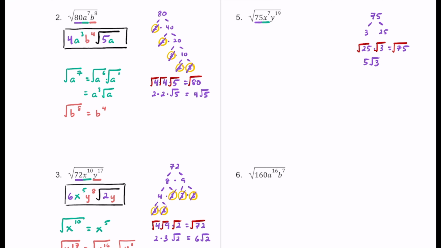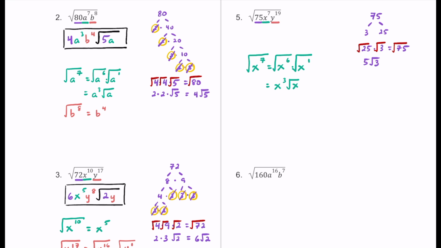For this x to the 7th power, let's break that down, right? That's an odd number, so let's take away 1 from the exponent. That's x to the 6th power times x to the 1st power, which is equal to x to the 7th power. Then we can say the square root of x to the 7th is the same thing as the square root of x to the 6th times the square root of x to the 1st. Now the square root of x to the 6th power is just x to the 3rd power, times the square root of x to the 1st power, which just stays the same, right? That's not a perfect square.